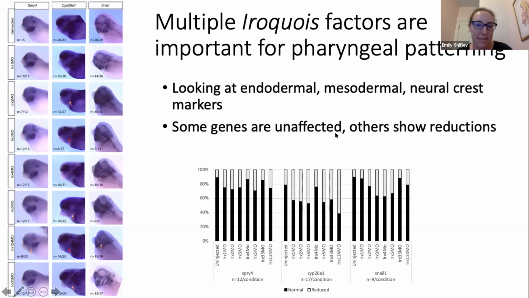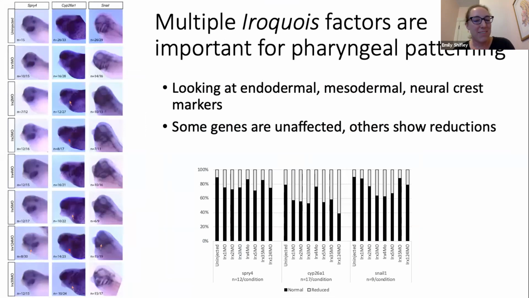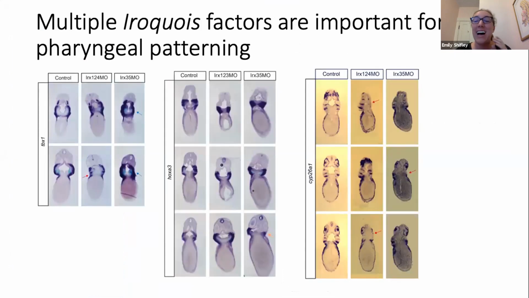But CYP26A1, which we also saw being affected with the FGF inhibition, shows a lot of reductions with these Iroquois morpholinos. And then I submitted some of this as preliminary data in a grant application, and the reviewers were like, I can't really see what's going on. So we've been moving to sectioning the embryos after doing the in situ, and it is much easier to see what's going on.